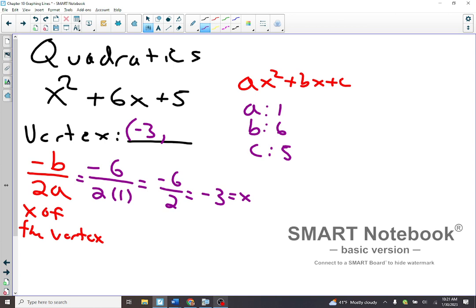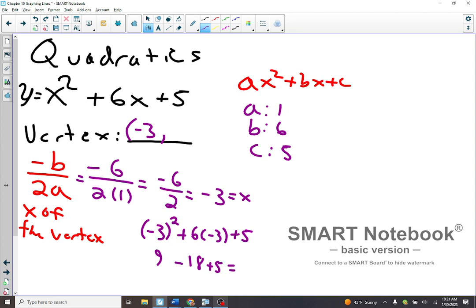But every corner point doesn't only have an x, it has a y. So how do we find the y? Well, I forgot to write this part: y equals this. So since y equals that, I can take this negative 3 and plug it into the equation. So negative 3 squared plus 6 times negative 3 plus 5. Negative 3 squared is 9. If you put this in your calculator, make sure to put it in parentheses, or it's going to do it wrong. Minus 18 plus 5.